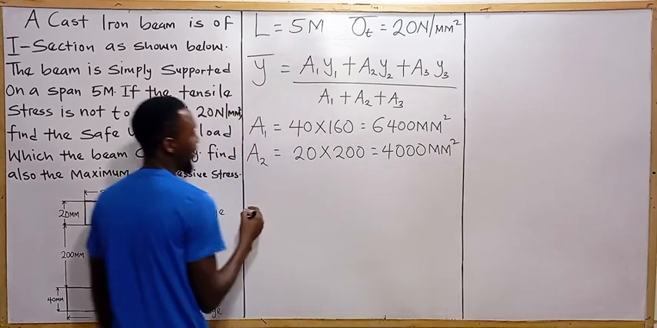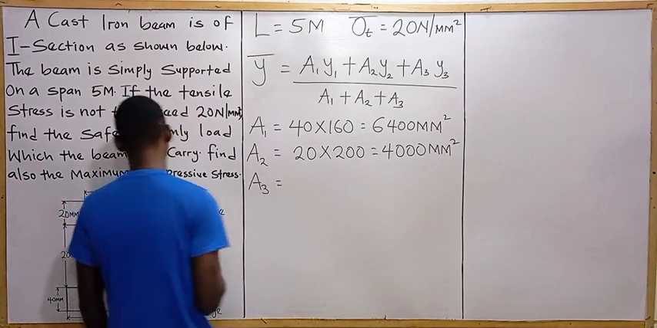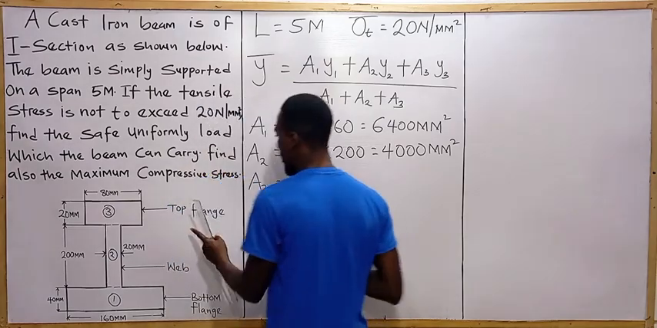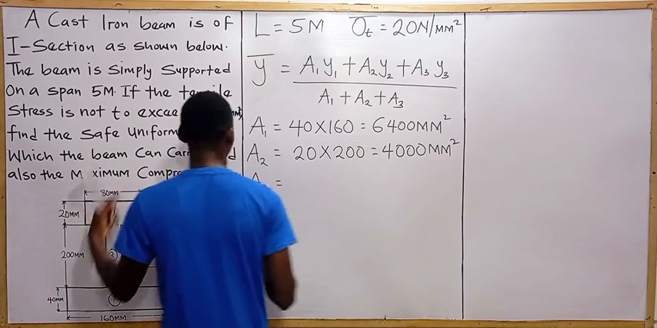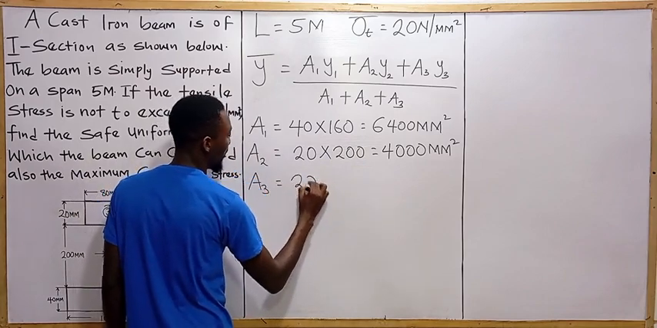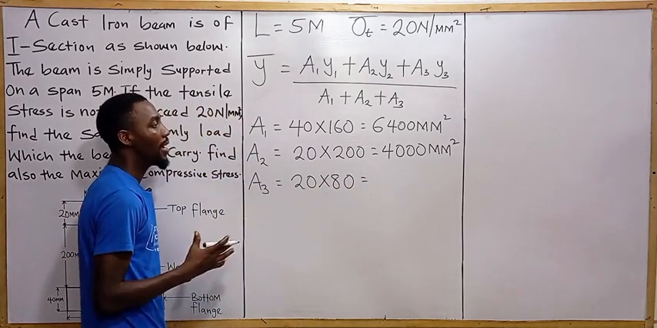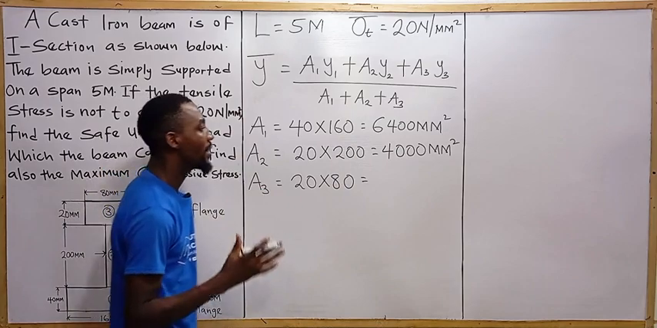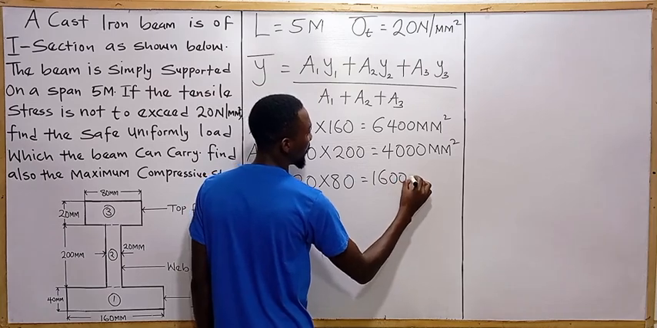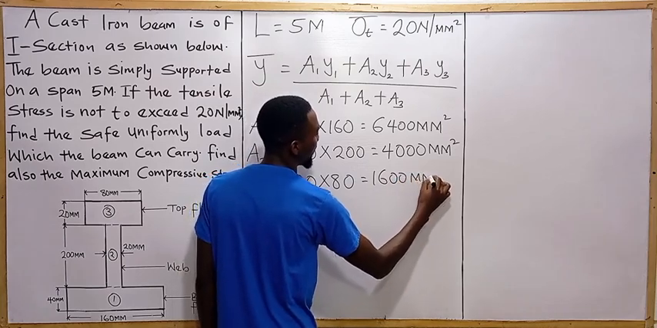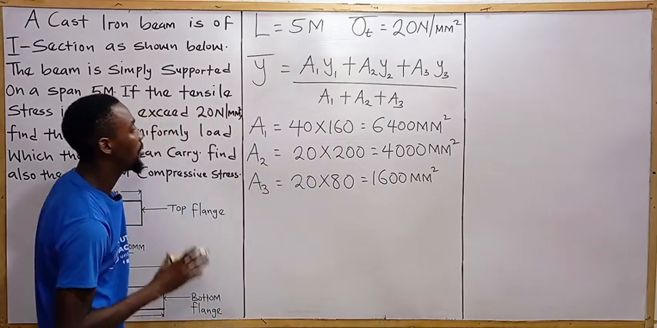All right, so our A3. Our A3 will be equal to, that is the area of the top flange. So it's going to be 20 multiplied by 80. And 20 multiplied by 80 is nothing but 1,600. So 1,600 mm squared. All right, so we are done with the calculation of all the areas.